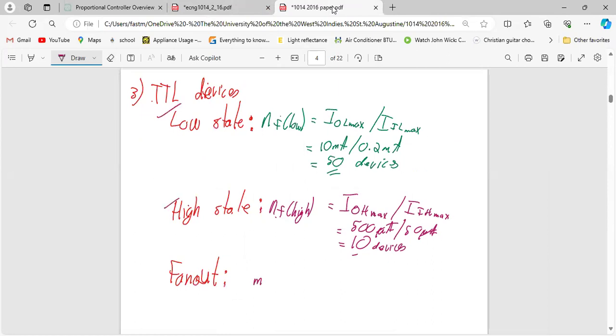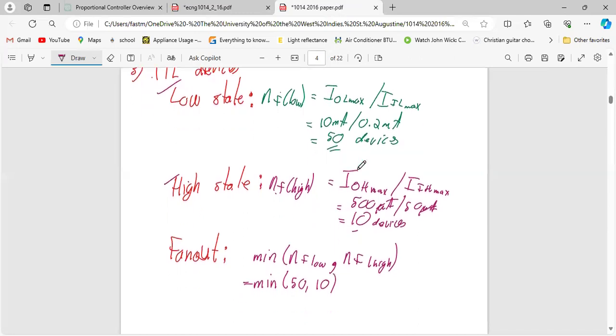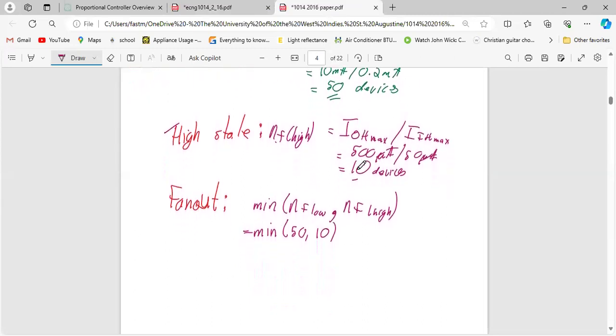So let's go min, and that writes the NF low value and the NF high value. So that would just be min 50, comma 10. Yeah. So the maximum you would choose, you obviously choose the minimum, right? So the answer will just be 10.